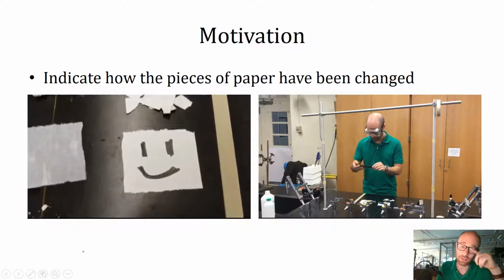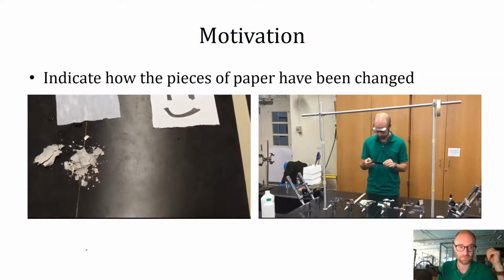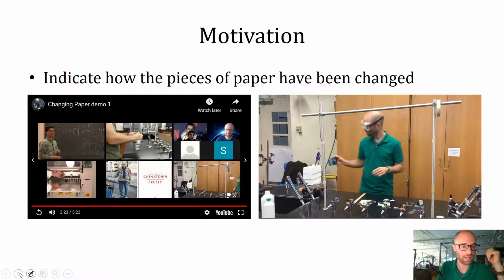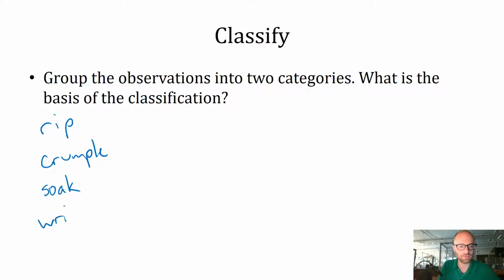So now we get to take a look at what they look like a little bit more close up. Sorry if that was a little loud. So there we have it. We've got two different kinds of changes. So we're going to write down really quickly. We had rip, crumple, soak, write on. What did we have? What were the other ones? We had eat and we had burn. So those are our 6 changes, ways to change a piece of paper.